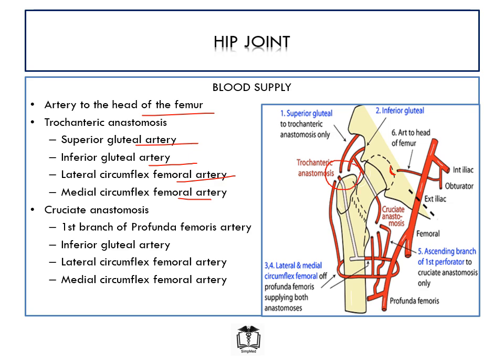Then the cruciate anastomosis is also formed from branches of four different arteries. These include branches coming from the profunda femoral artery, which is the first branch, the inferior gluteal artery, and then the lateral and medial circumflex femoral artery. So branches coming from each of these four arteries give rise to the cruciate anastomosis, and we can see that somewhere around the lesser trochanter.